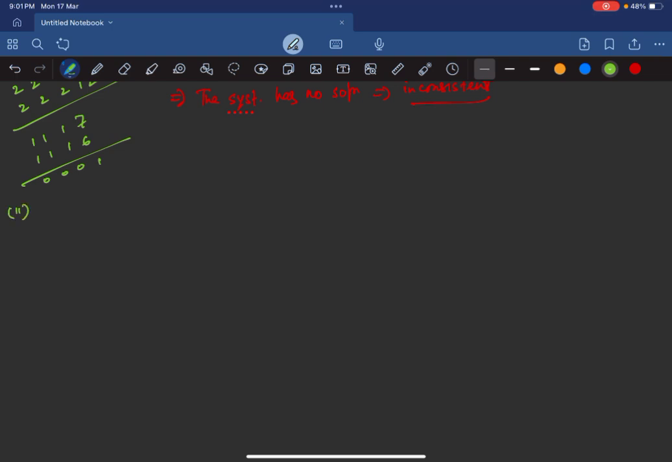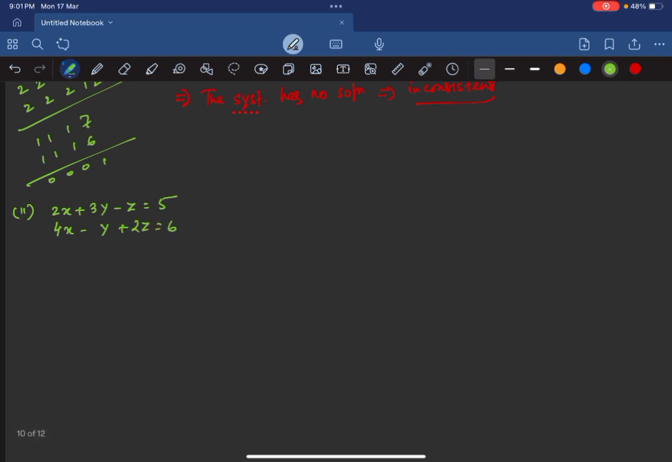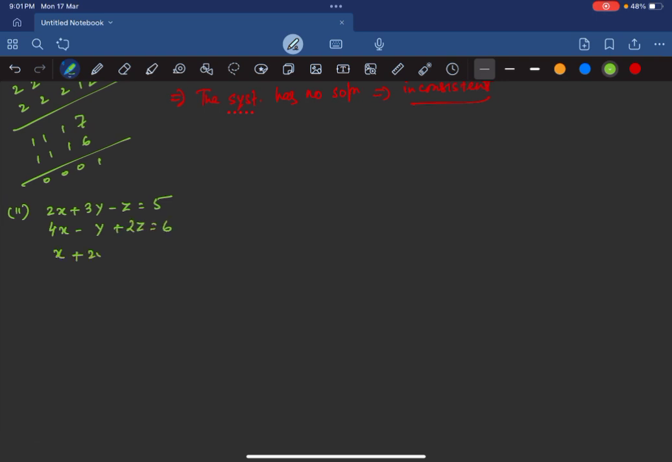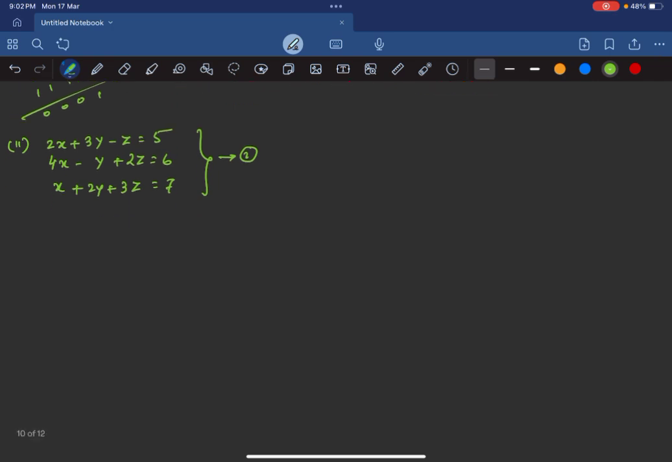Now we'll go to another question. Under that same question, the second system you can take like this: 2x plus 3y minus z equals 5, then 4x minus y plus 2z equals 6, and x plus 2y plus 3z equals 7. So this is your system 2. We will check whether this system 2 has a unique solution, infinitely many solutions, or no solution.